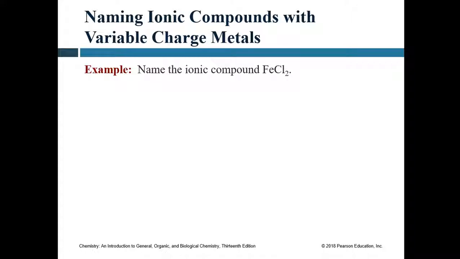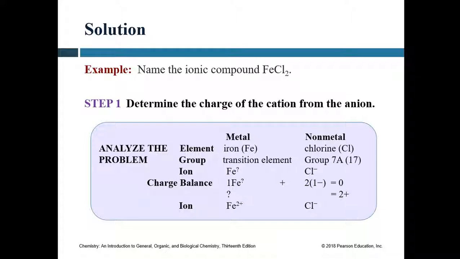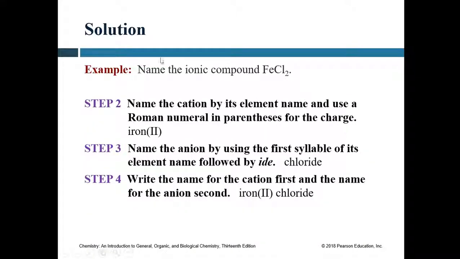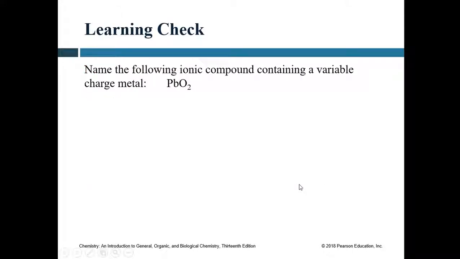So let's name the ionic compound FeCl2. We first determine, okay, we have iron, and then we have one of them. The chloride ion is a -1 charge. I have 2 of them. So that means I am going to have an overall +2 charge, and it's spread out over one atom, so consequently we're going to call it iron 2 chloride.